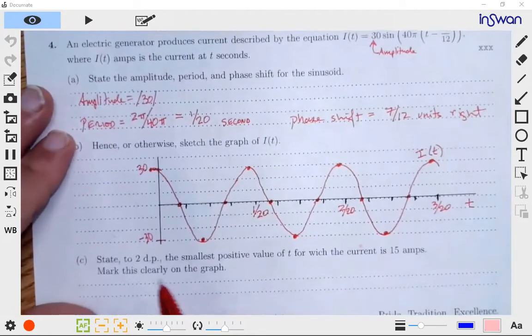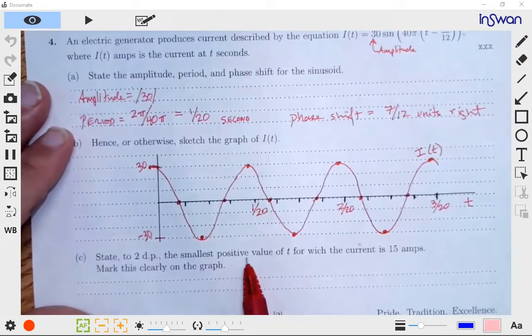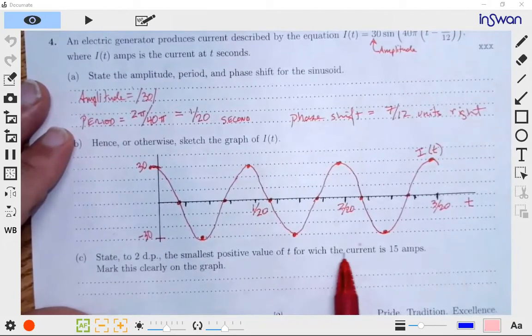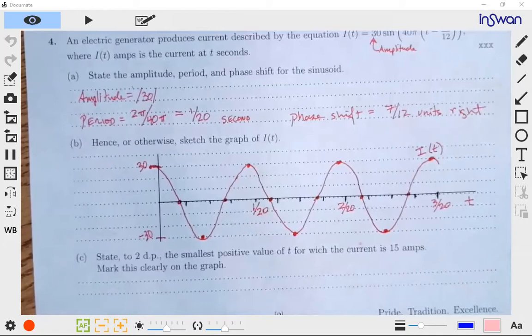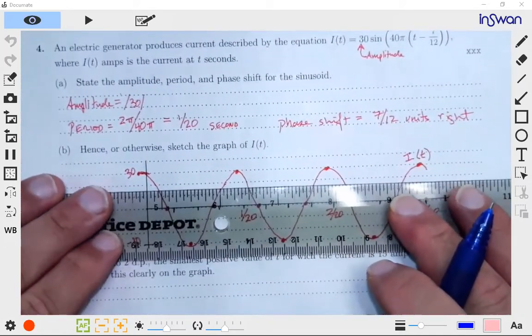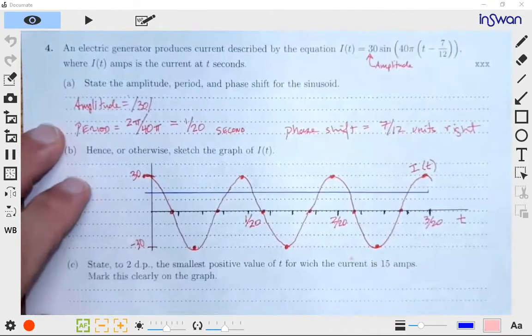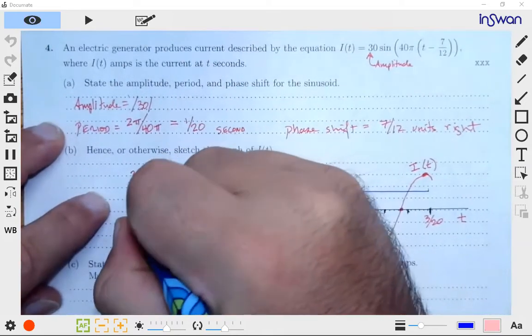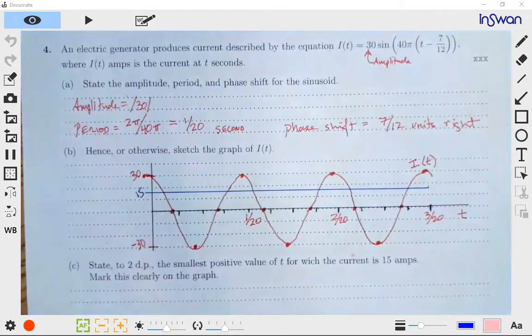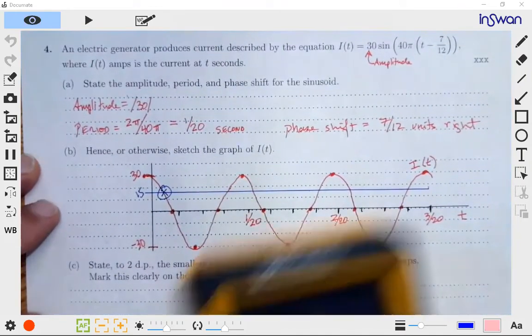Now, I want to state to 2 decimal places the smallest positive value of t for which the current is 15 amps. What that's saying is that if I came across and said, okay, here is going to be 15 amps, I want to find the smallest positive value where this happens. That smallest positive value is going to be right there at that intersection.